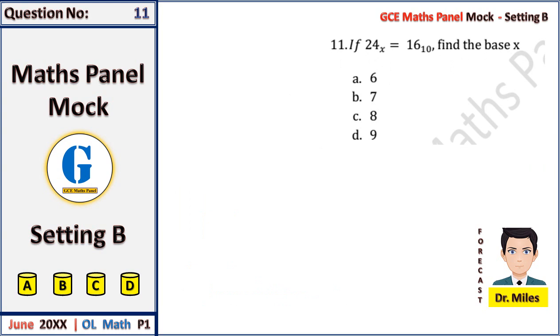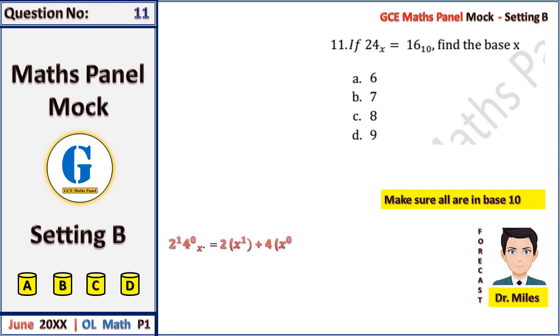11. If 24 base x equals 16 base 10, find base x. We have to make sure that everything here is in base 10, so we are going to do conversions. Good for us, the right hand side is already in base 10, so we just convert the left hand side to base 10 and equate the two sides.